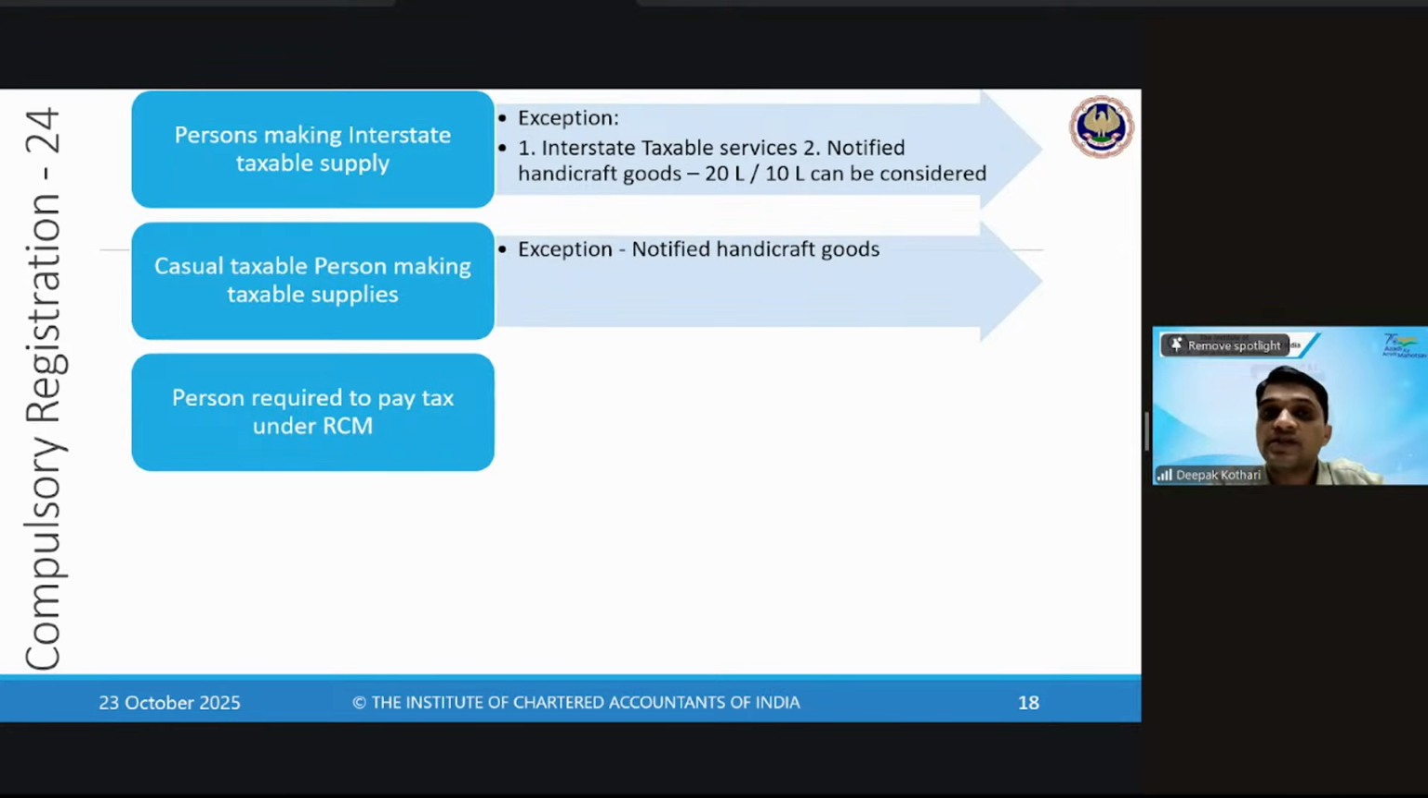I have taken some services, or I have taken some goods on which I have to pay RCM. So I will not see my turnover there. My turnover may be zero, or it may be just 5 lakh rupees. So I cannot say no, I will not register. You have to register because you are coming under that notification wherein you have to pay reverse charge. If the liability is on you, the government has cast the liability on your head.